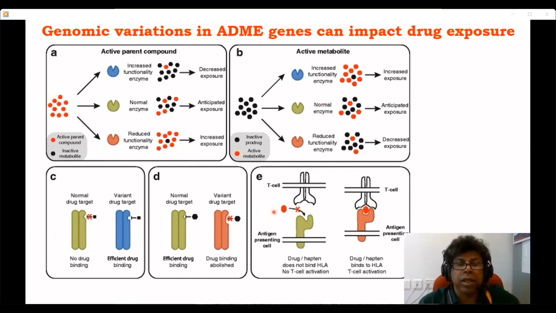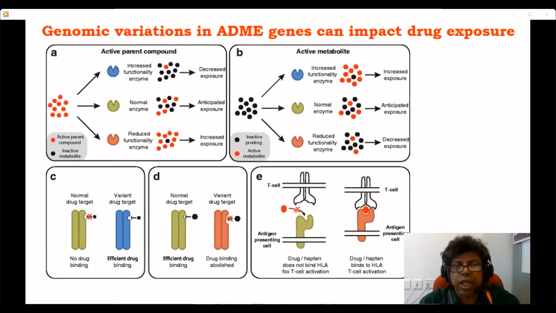Now, in this figure, what we are trying to show is that genomic variation is very important in adverse drug reactions. So ideally what happens is, if a drug has to bind to human leukocyte antigen, which is on the antigen presenting cells, it is very important to bind to T cells.